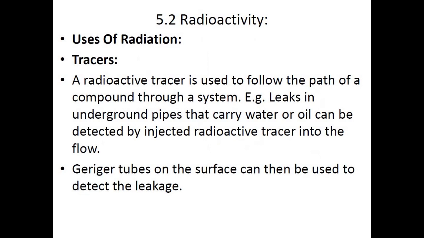Lastly, we have the uses of radiation. The first use is tracers. A radioactive tracer is used to follow the path of a compound through a system. It can be a medicated capsule where the doctors are trying to look inside a patient's body, or it can be used to find leaks in underground pipes that carry water or oil. They can be detected by injecting small traces of radioactive compounds into the flow. GM tubes on the surface can then be used to detect the leakage.